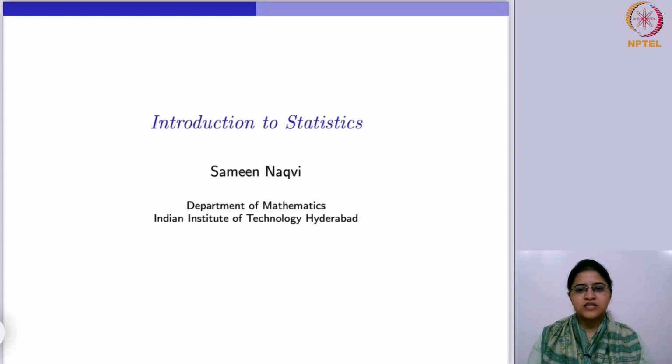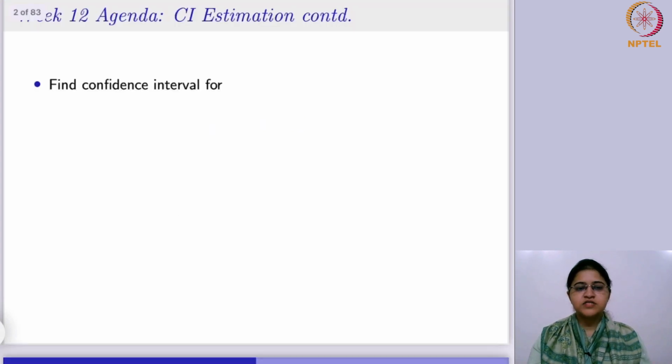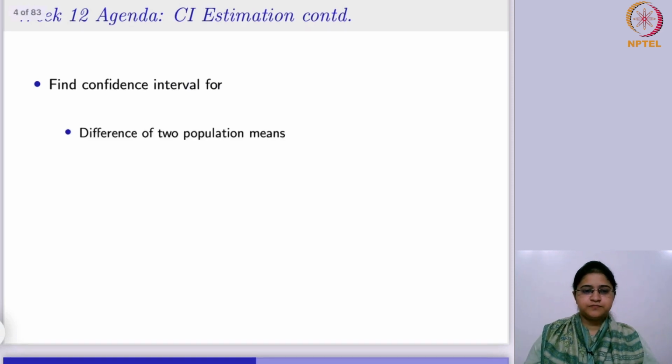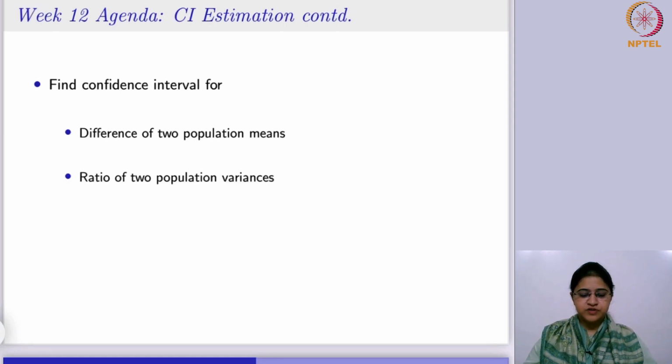Welcome to the last week of this course. So today we are going to learn about confidence interval estimation, and specifically we are going to look at the difference of two population means, the ratio of two population variances, and differences of two population proportions.